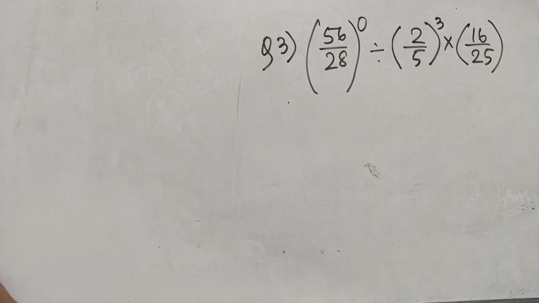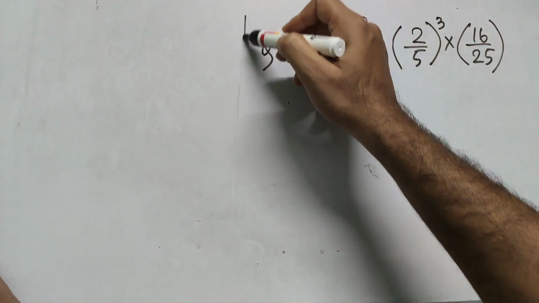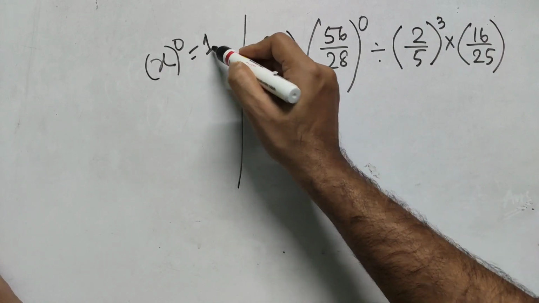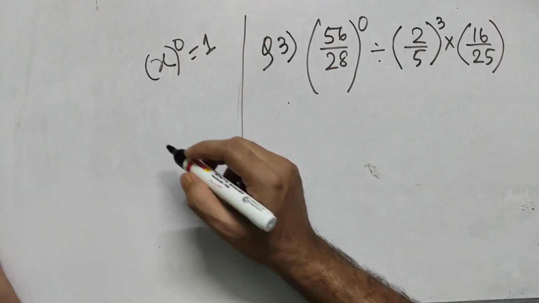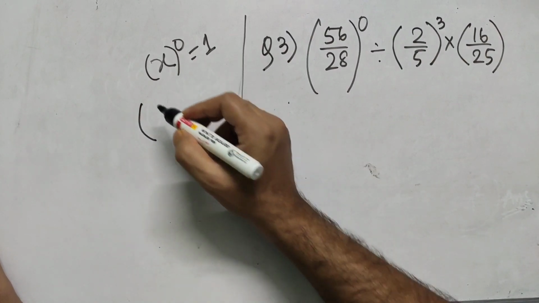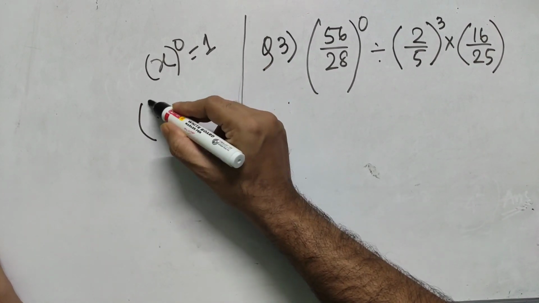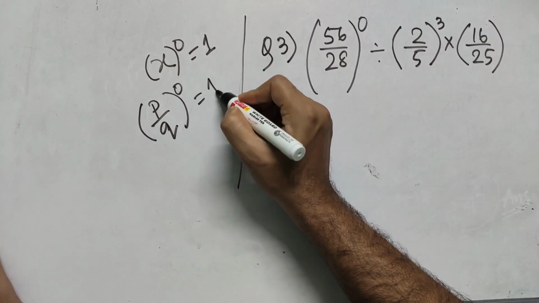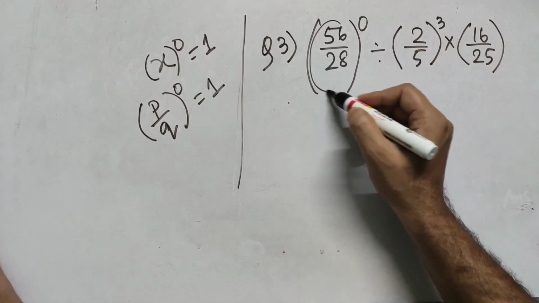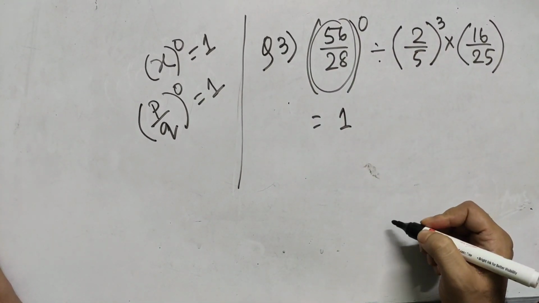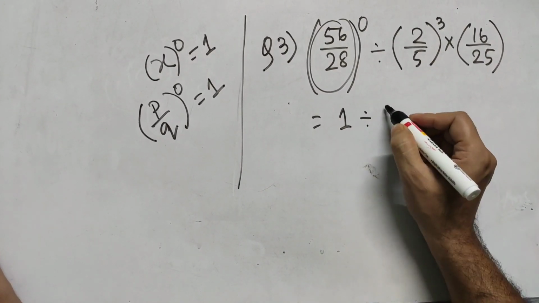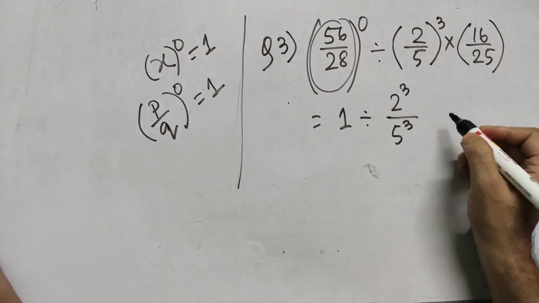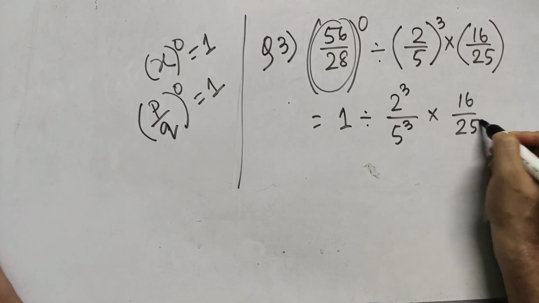As I discussed in the properties lecture, if we have a number x to the power 0, it becomes 1. We can also apply this in case of a fraction, like if we have (p/q) to the power 0, we have 1. So for this we can directly write 1, divided by 2's cube, then 5's cube into 16 by 25.